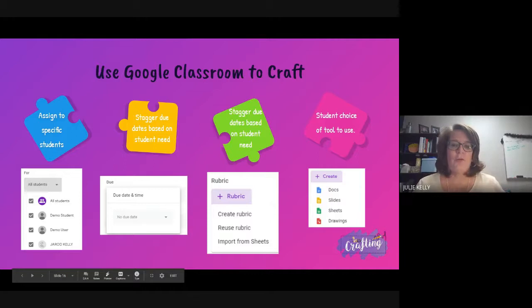And then, of course, sometimes crafting is not telling the kids necessarily what tool to use. Crafting is also letting the kids pick the tool. And you can do that in Google Classroom. When the kids turn it in, they have the option to use Docs, Slides, Sheets, or Drawings. And sometimes that's liberating in crafting as well, depending on where the playlist is going.